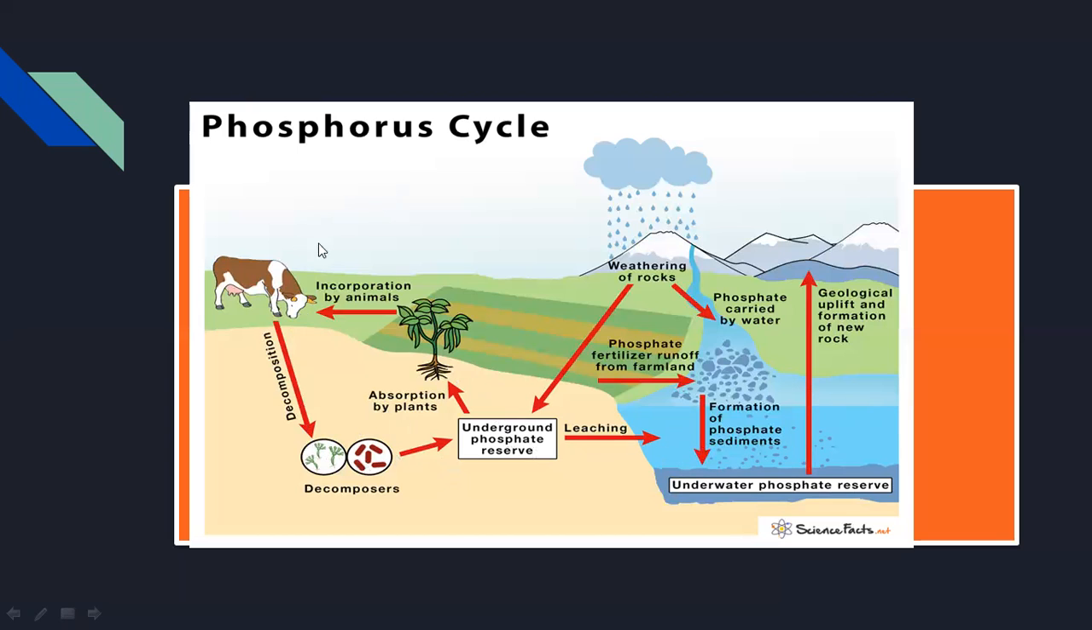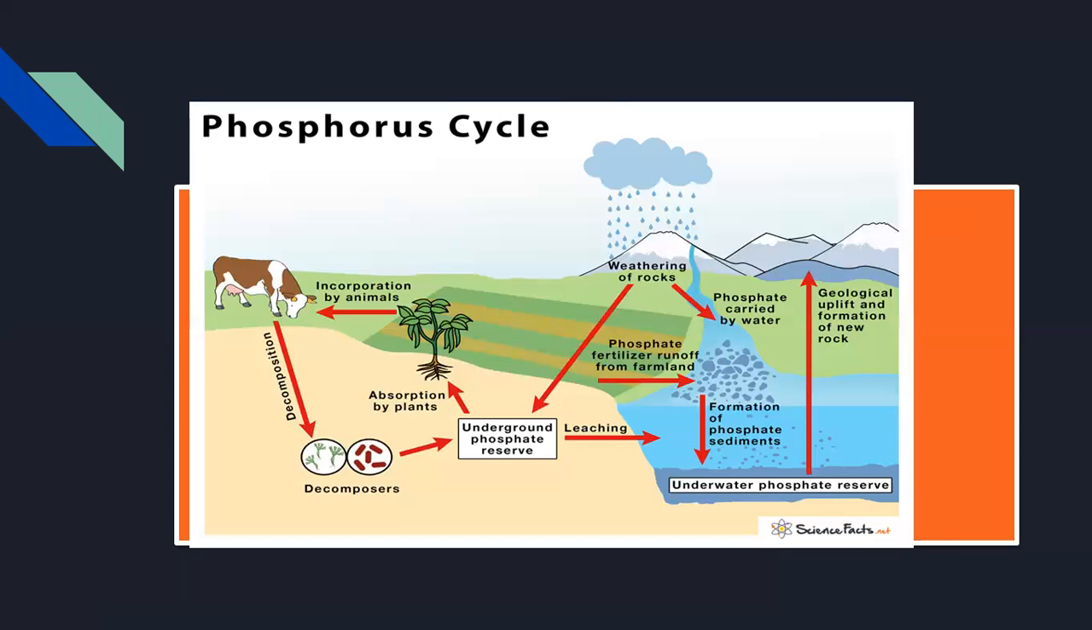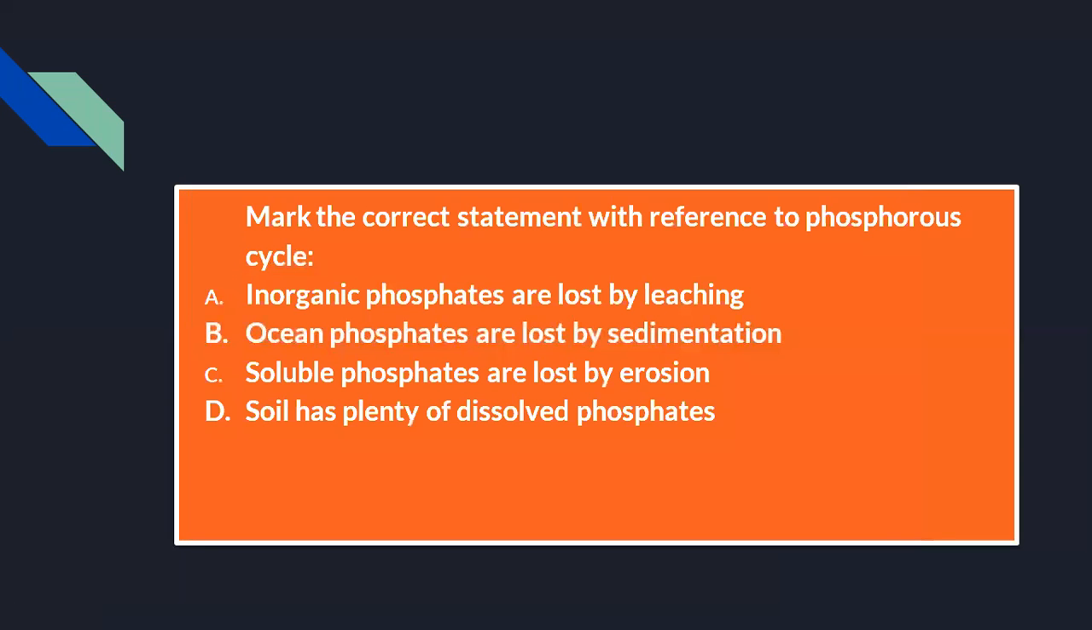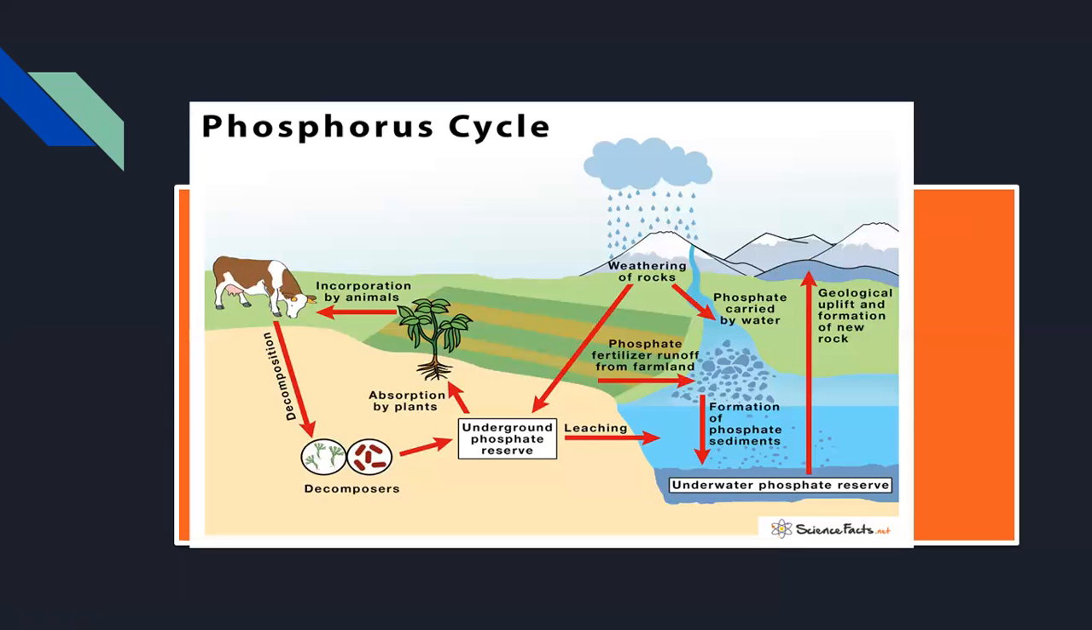So this is the whole process: weathering of rocks, phosphate carried by water, formation of phosphate sediments, then the underground phosphate reserve because of the decomposition of animals, and leaching. All of this leads to the cycling of phosphorus, and the cycle continues like this. This is known as the phosphorus cycle. Now, as you understand what the phosphorus cycle is, you can easily pick the correct answer: ocean phosphates are lost by sediments.